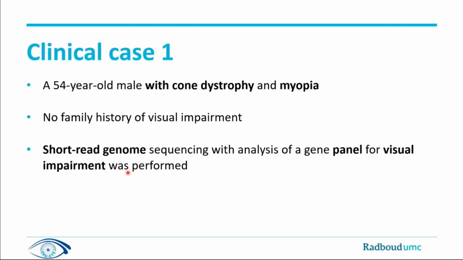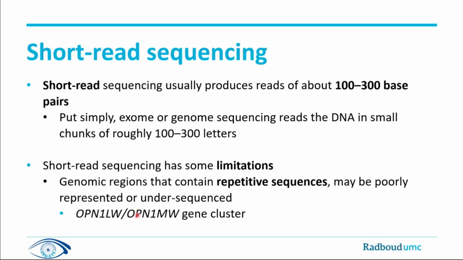Because I work in a diagnostic laboratory, I will use two clinical cases as a guideline throughout my presentation. This first case is a 54-year-old male with cone dystrophy and myopia. There was no family history of visual impairment, and we performed short-read genome sequencing with analysis of a gene panel for visual impairment. So in the title of this slide, you may have already spotted the words short-read and long-read sequencing.